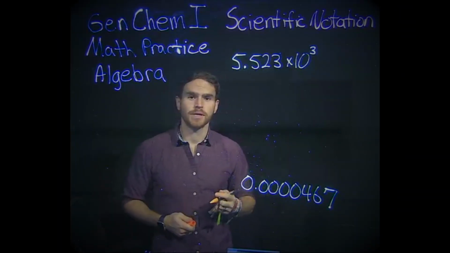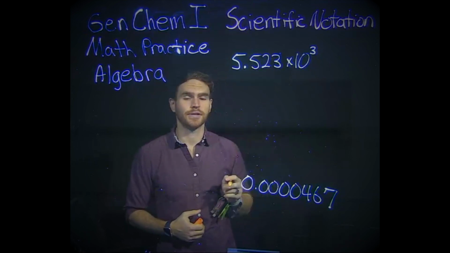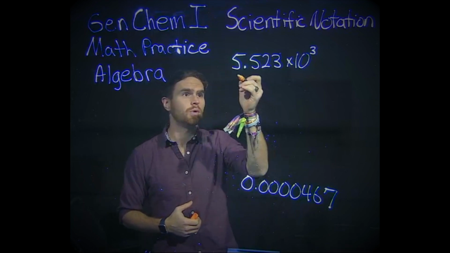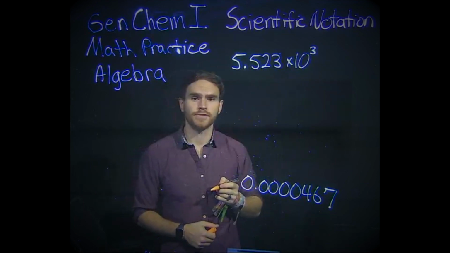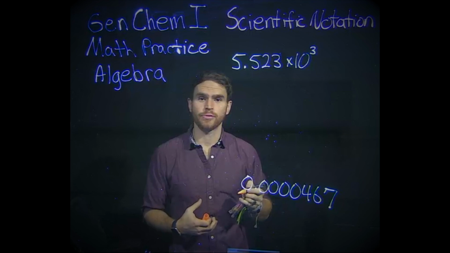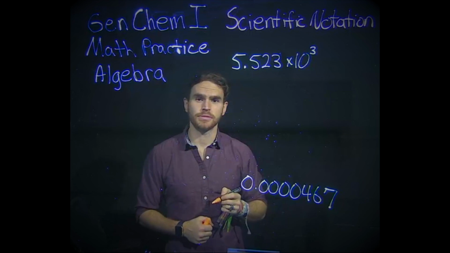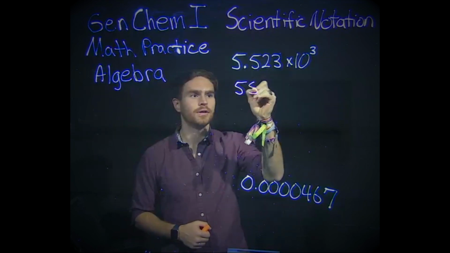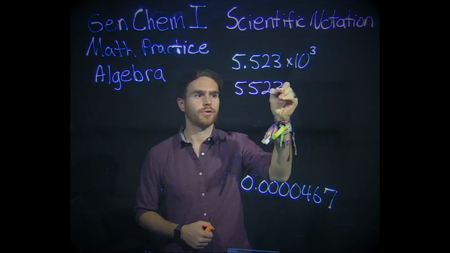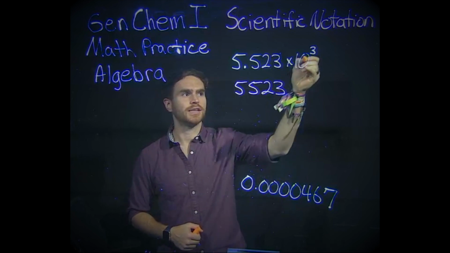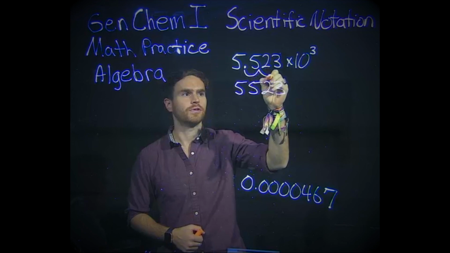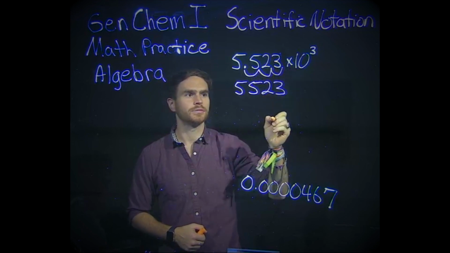I previously mentioned the concept of scientific notation, and let's review what that means. This number, 5.523 times 10 to the third, is written in scientific notation. This is the equivalent of writing 5,523, because this 10 to the third means that we have moved this decimal place over 3 times to give us 5,523.